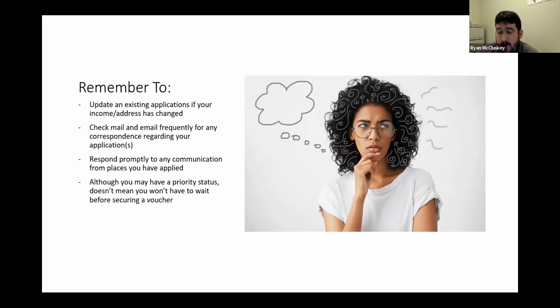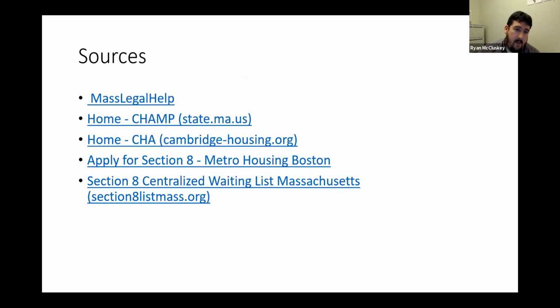And like I said, just because you may have a priority or a preference doesn't mean you're going to be going into housing right away. There is still a waiting period. Here are some sources you can go to if you have any questions regarding different priorities or preferences or want more information regarding different housing programs. Mass Legal Help is a great resource. We have the CHAMP website, the CHA website, the Metro Housing Boston website, and the Section 8 Centralized Waiting List website.